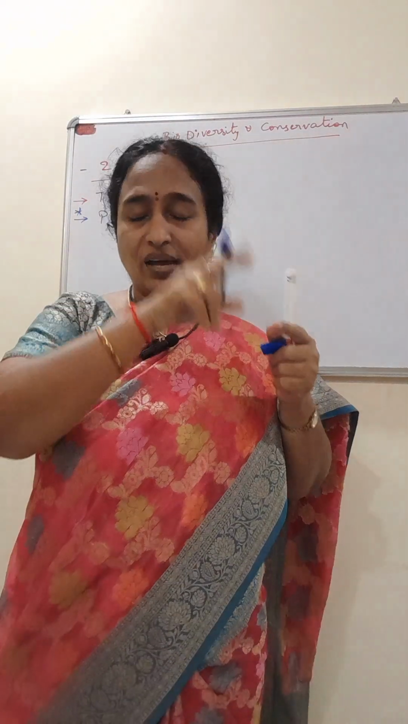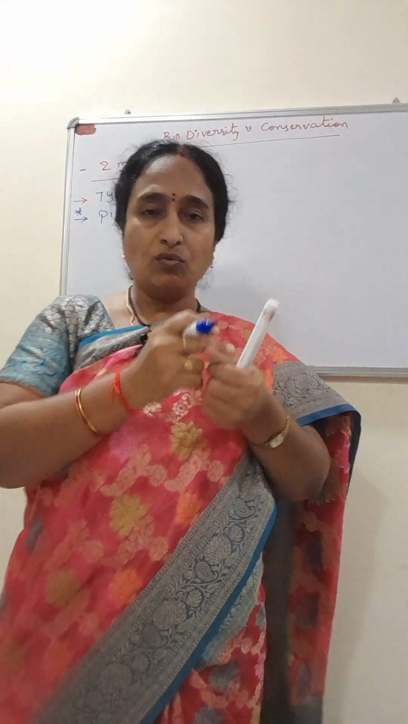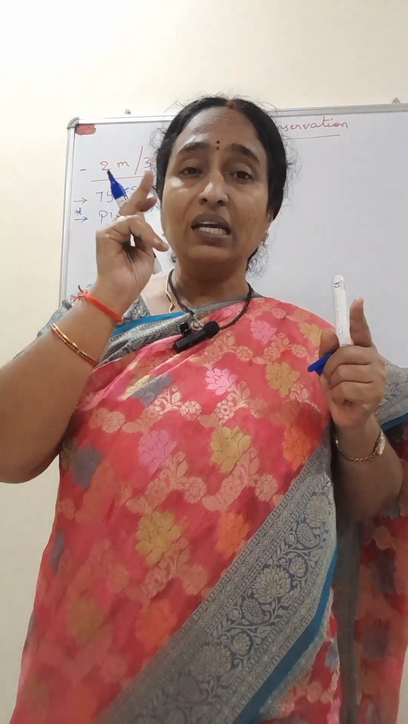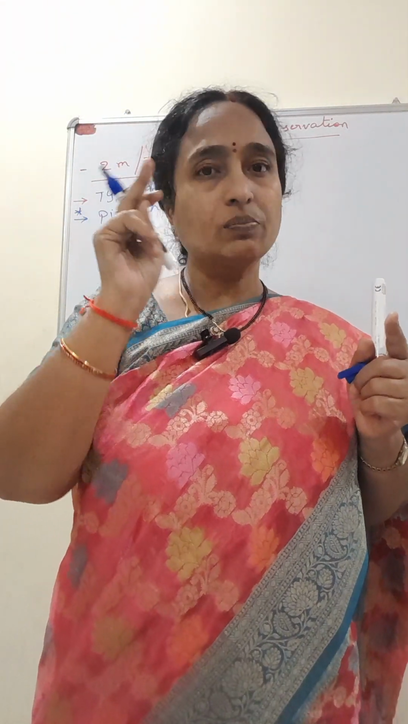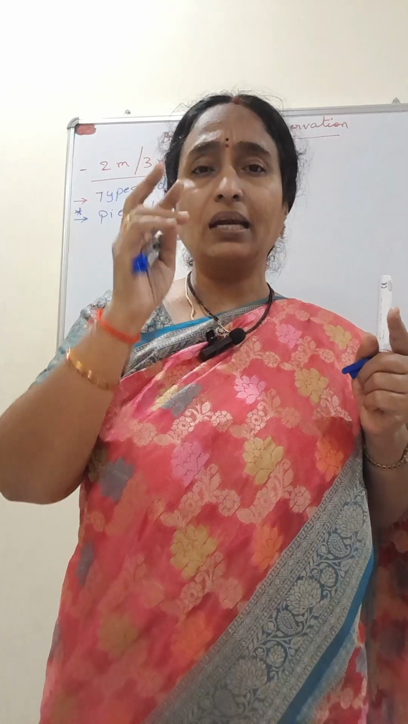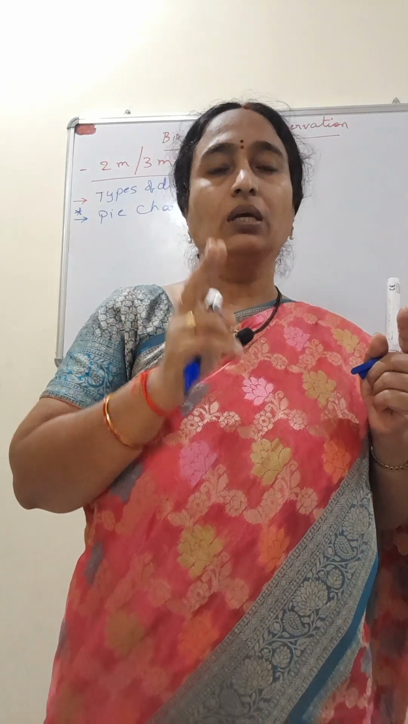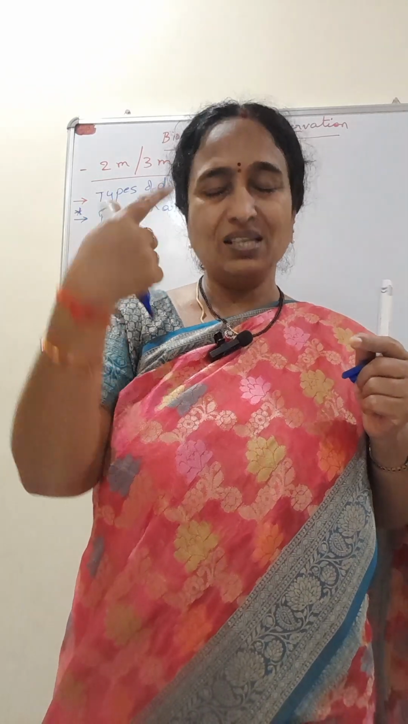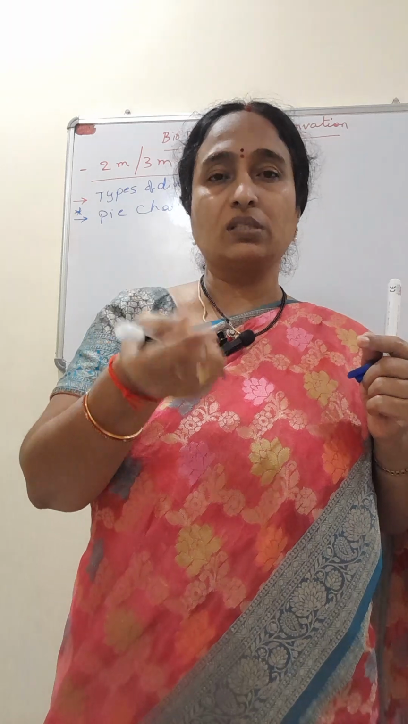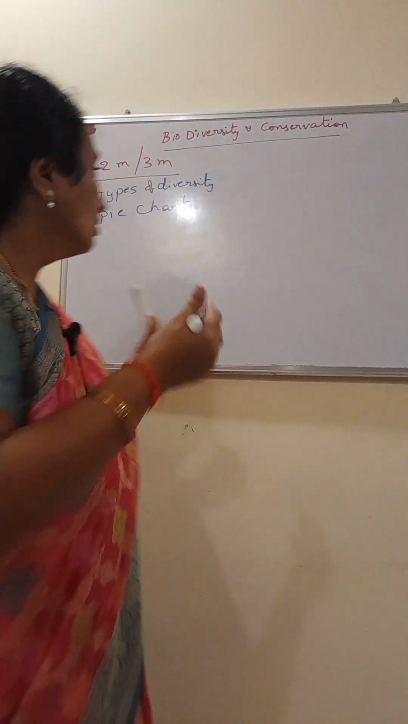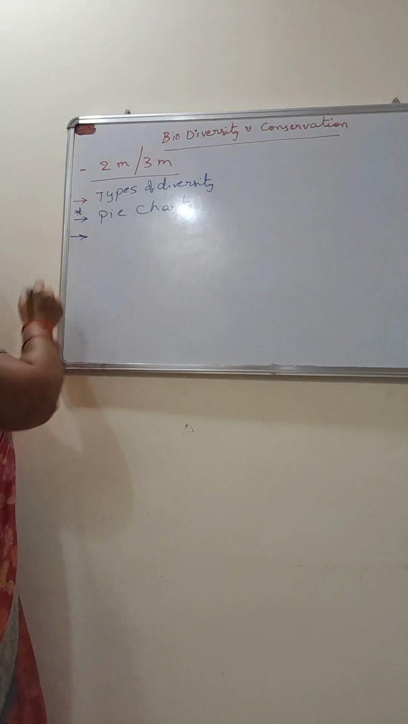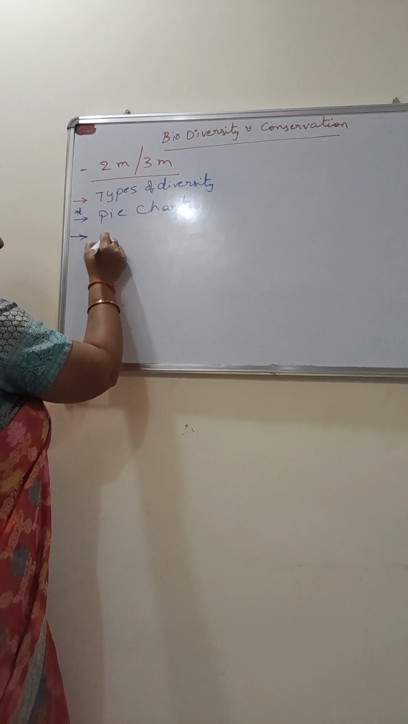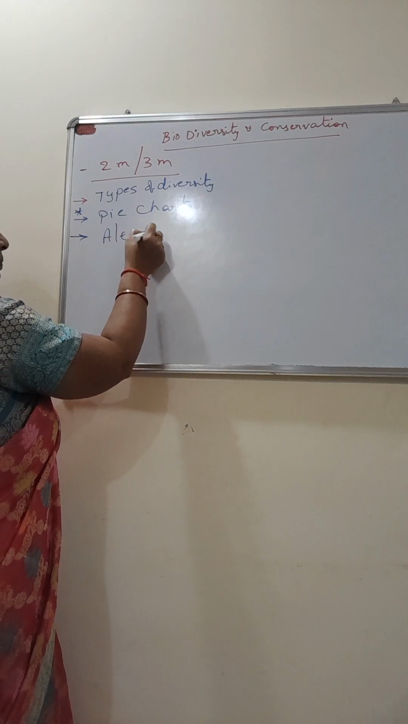You have 3 pie charts in NCERT: one for invertebrates and others for plants. Please mandatorily prepare these pie charts for your board exam, and it will be a 2 marks question. Even in your previous board papers, if you go through them, this was asked. After the pie charts, next you have to go with the Alexander Humboldt experiment.